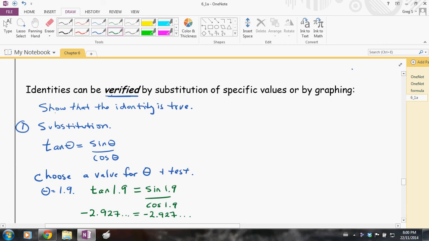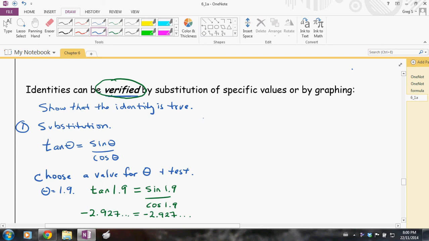So it's not really a proof, is it? Because we just showed that it's true for one value. If we could test every single value out there and show that it was always true, then it would be a proof. Okay, so this is how you verify. This is what the word verify means: you can substitute it in and test if it works for a particular value of your choice.